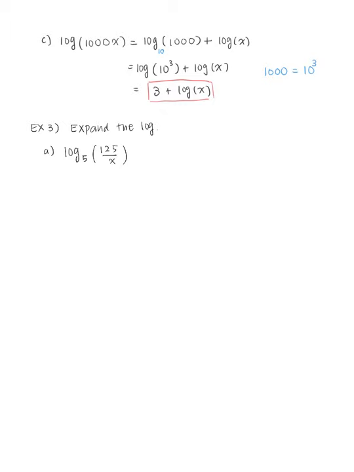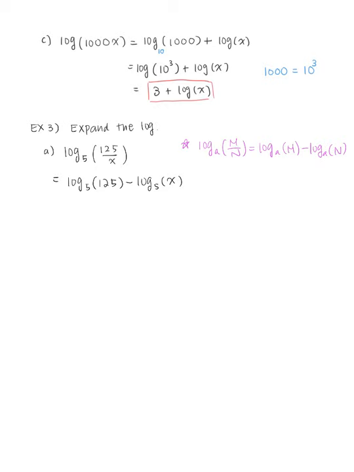Okay, now let's take a look at something like this. Expand the log. Okay, so we've got the quotient going on here. Let me write down the property. Log base a of m over n is log base a of m minus log base a of n. This is the key formula that we're going to follow right now. So ready? This is the same thing as log base 5 of 125, and then minus log base 5 of x.